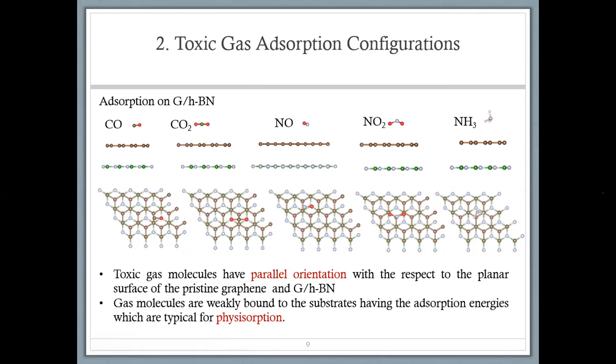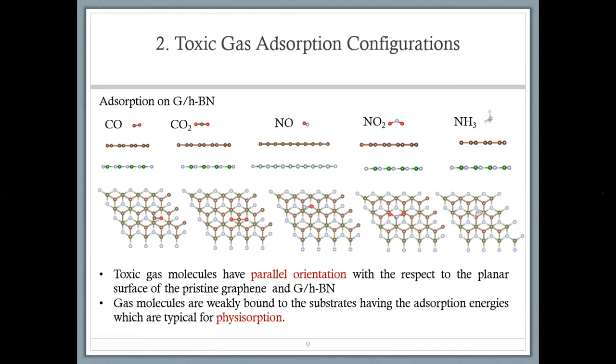So after getting the stable structure of graphene on this substrate, we move to the next step to investigate the adsorption of toxic gas. We consider five toxic gases: carbon monoxide, carbon dioxide, nitrogen oxide, nitrogen dioxide, and ammonia. This figure shows the minimum energy configuration of toxic gas adsorption on graphene when we put graphene on the substrate of boron nitride.